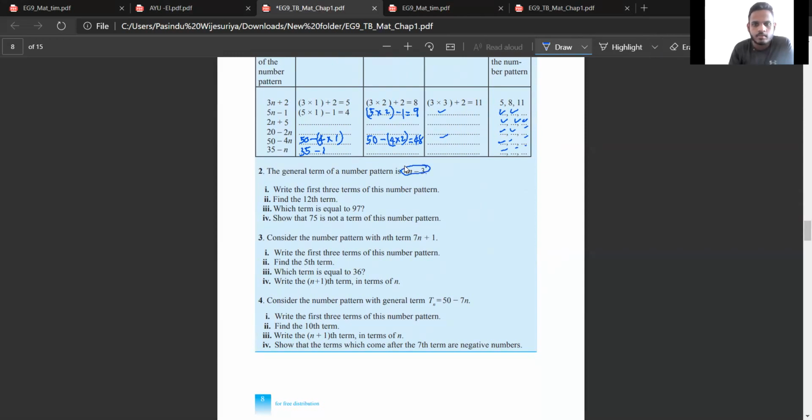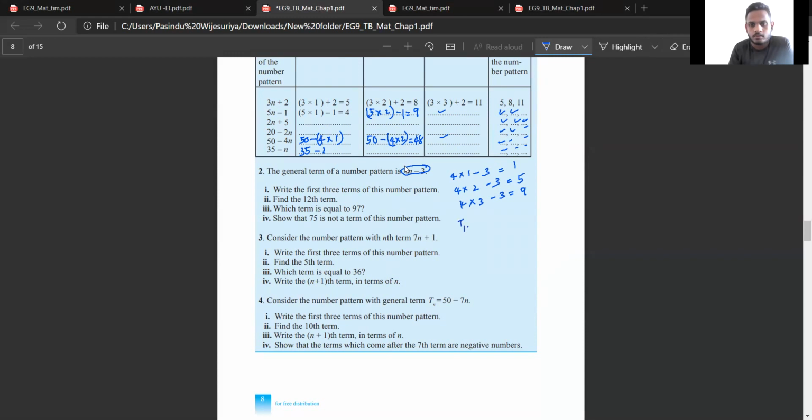Write the first 3 terms of this number pattern. So first 3 terms: 4 into 1 minus 3, 4 into 2 minus 3, 4 into 3 minus 3. This is 4 minus 3 is 1, 8 minus 3 is 5, 12 minus 3 is 9. So you can see the common difference is 4.